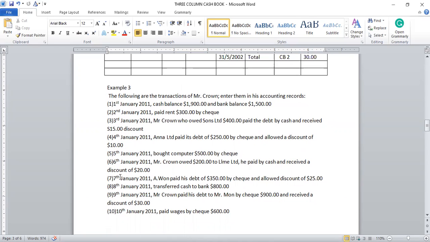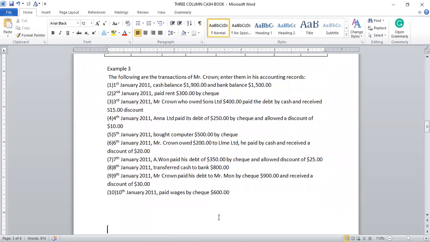The next one, the 7th January 2011. A1 paid his debt of $350 by check and allowed discount of $25. 8. 8th January 2011. Transfer cash to bank $800. 9. 9th January 2011. Mr. Crown paid his debt to Mr. Mon by check $900 and received a discount of $30. Then lastly, 10th January 2011, pay wages by check $600. So let us see how you enter it in the various accounts.